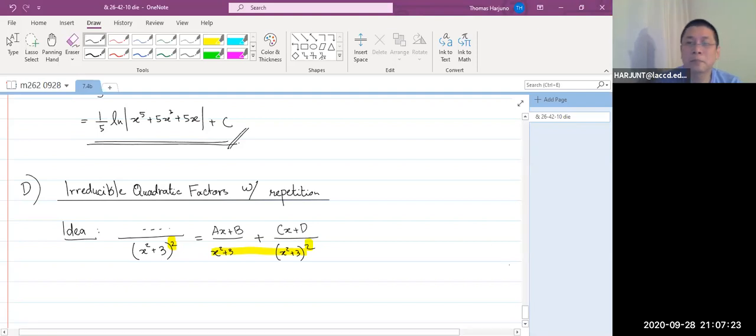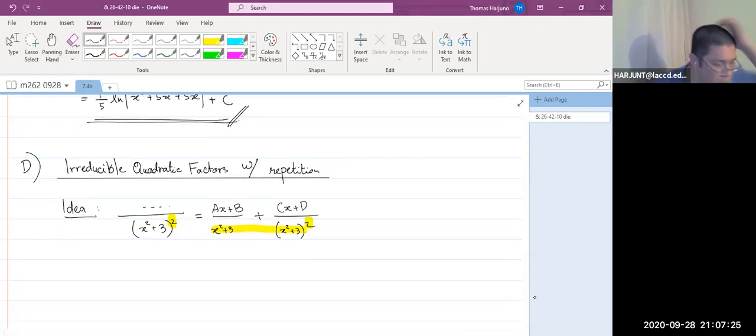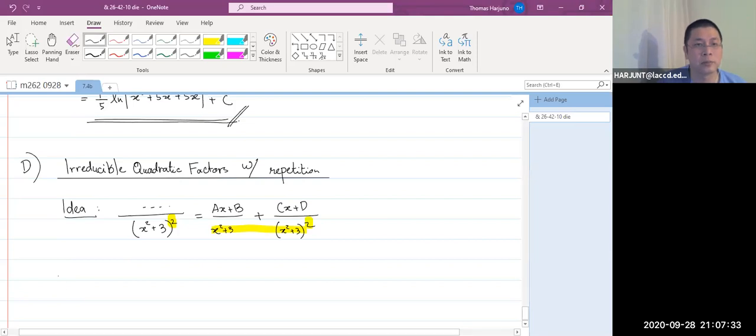Okay. Let's see. I see only one question like that in our textbook, though. Number 26. Integral of x squared plus x plus 1 over x squared plus 1, being squared, dx.